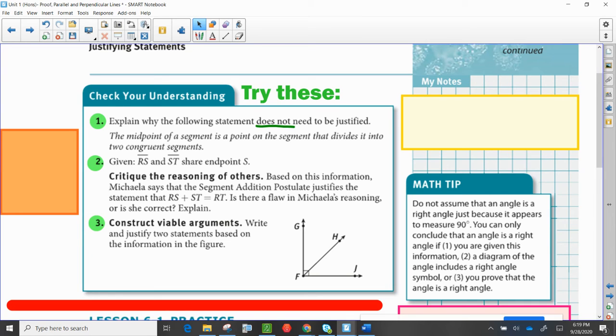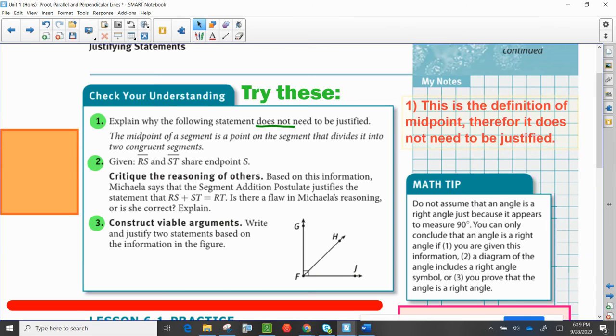Okay, so you should have been thinking something along the lines of a midpoint. That's the definition of a midpoint right there. If we looked it up, that's the actual definition. So definitions we do not need to justify, okay? Definitions are always true. We take them at face value. So if something is a definition, we do not need to prove it. We use definitions to prove statements that we don't know are true yet, right?